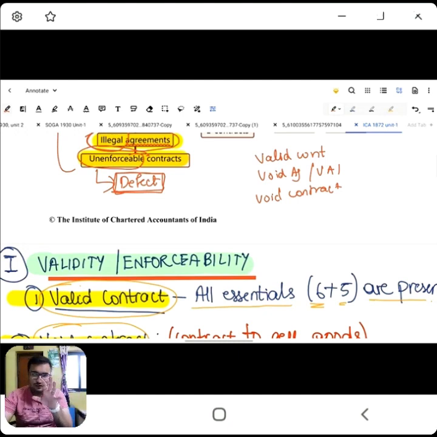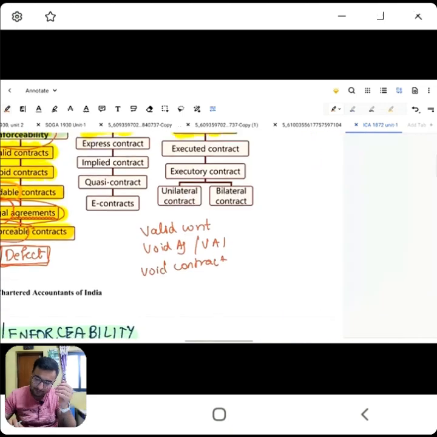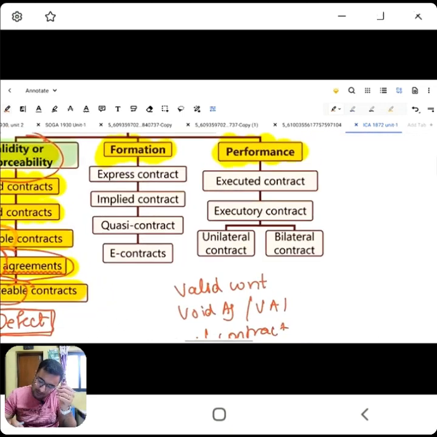So unenforceable contract means there is some defect, but is it possible to correct the defect? Yes. Once you correct it, will it become a valid contract? Yes. Okay, no problem. On the basis of formation, we have express. Express means by way of words. You speak words, you write words, those are express contracts.